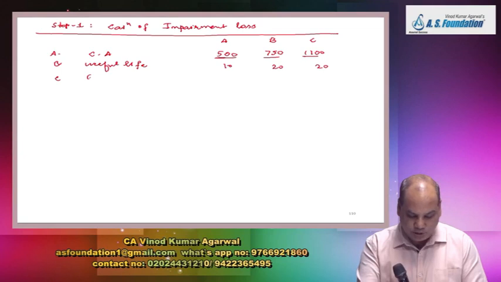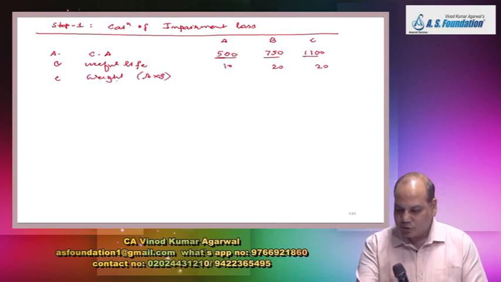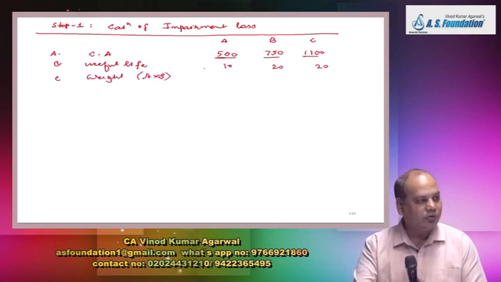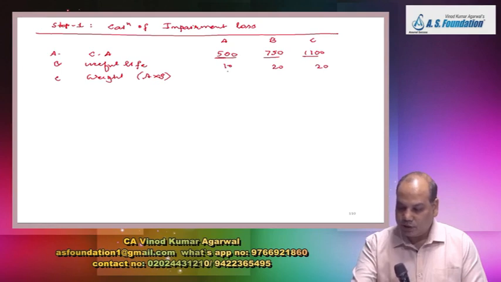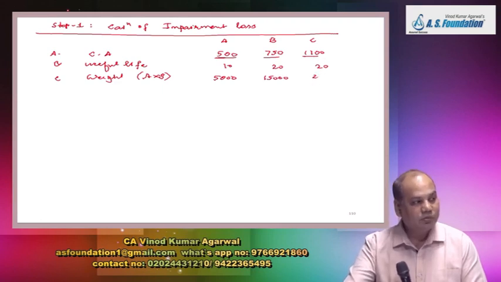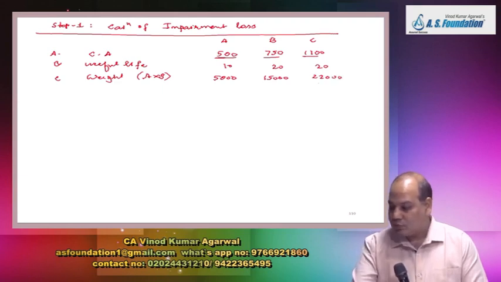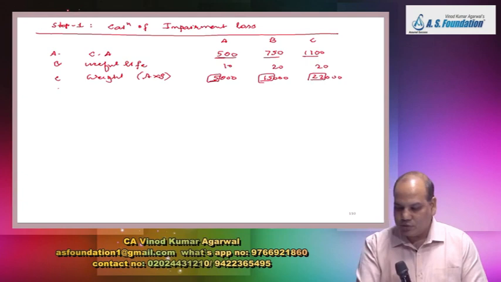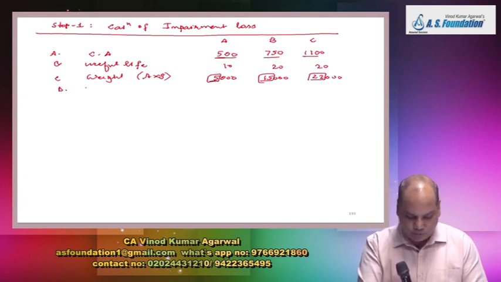So I will first calculate here weights. Weight will be A into B. The purpose of this weight is to calculate the ratio. So what we will write here, 500 into 10, 5000. 750 into 20 is how much? Is it 15,000? And this 1100 into 20, 22,000. Which means my ratio will be 5:15:22.